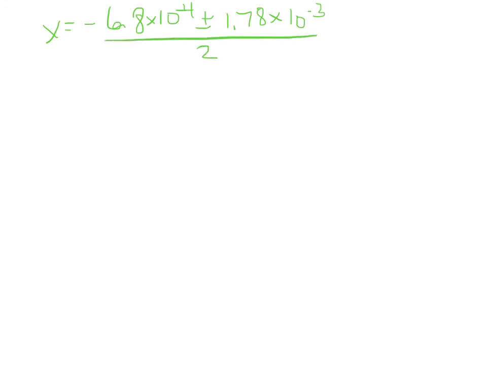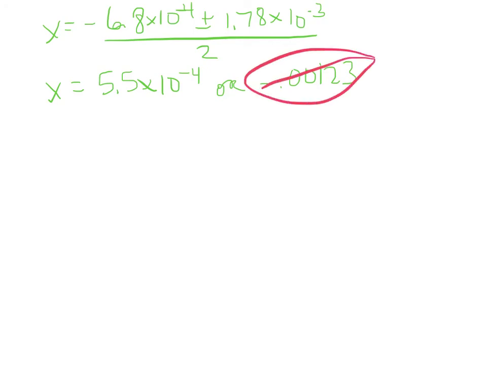And so then x is equal to 5.5 times 10 to the negative 4, or negative 0.00123. So we always get two solutions in the quadratic equation. The one that's not going to work is going to give us a negative molarity. So this guy is not going to work. That means x is equal to 5.5 times 10 to the negative 4.